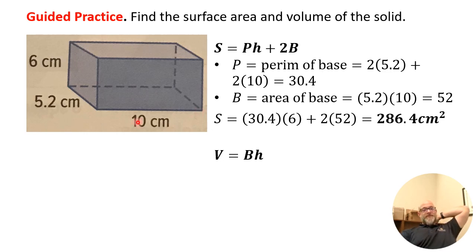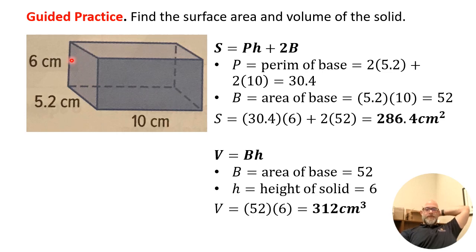How about the volume? What's B stand for? Area of the base. 5.2 times 10. And then height is just 6. All right. So we get 312 cubic centimeters. Last time I'm going to say it. Area, even surface area, is in R2. Volume is in R3.